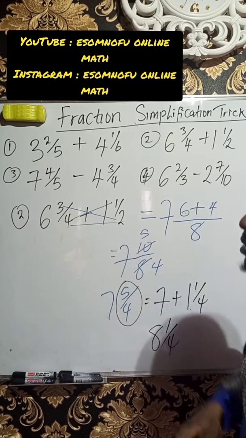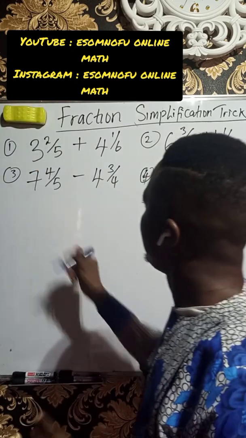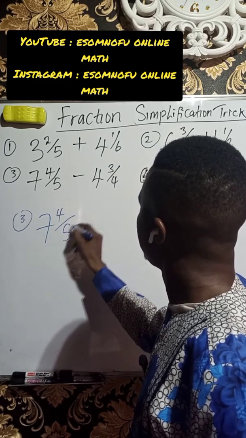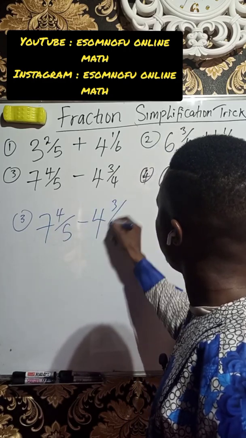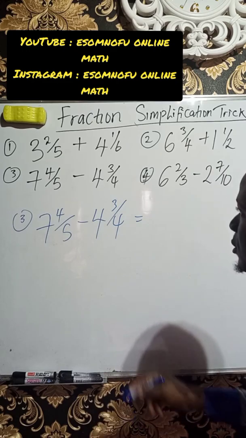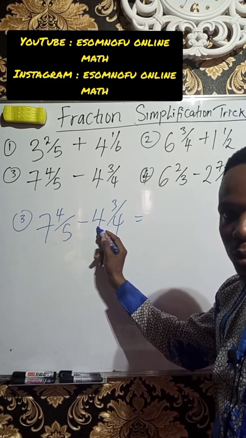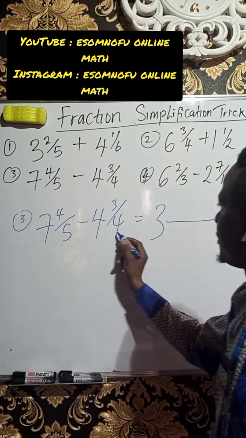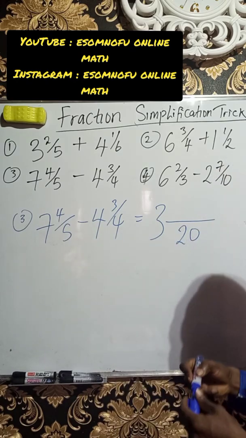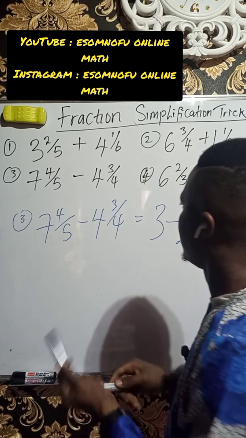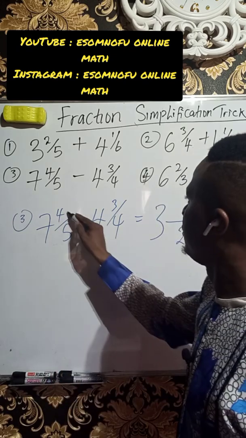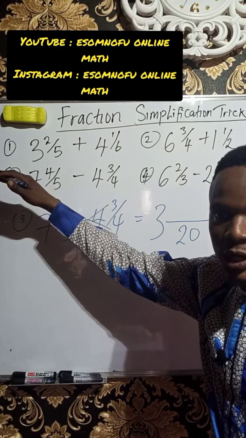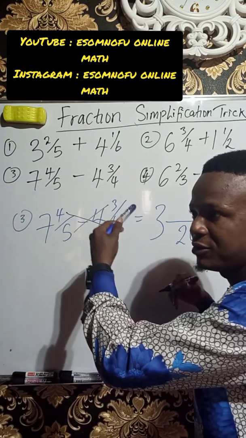Okay, so let's see number 3. Number 3 will have 7 whole number 4 all over 5 minus 4 whole number 3 over 4. You just say 7 minus 4 whole number will give us 3 whole number. You draw your line. Now 5 times 4 is 20. You write 20. Then cross multiply. 4 is times 4, 5 is times 3. But please, you must start the cross multiplication from the right hand side. If you start from the left, it is wrong.